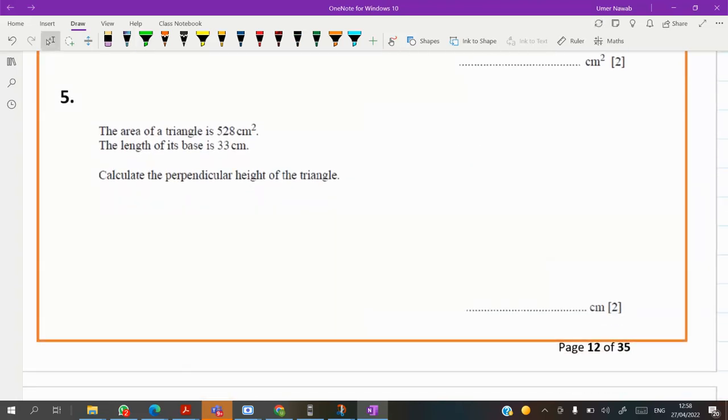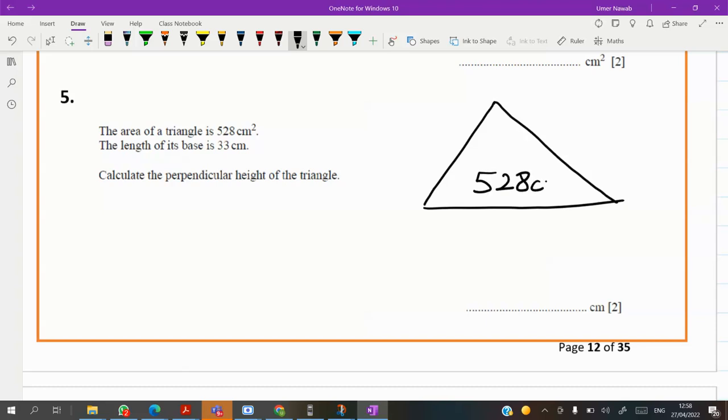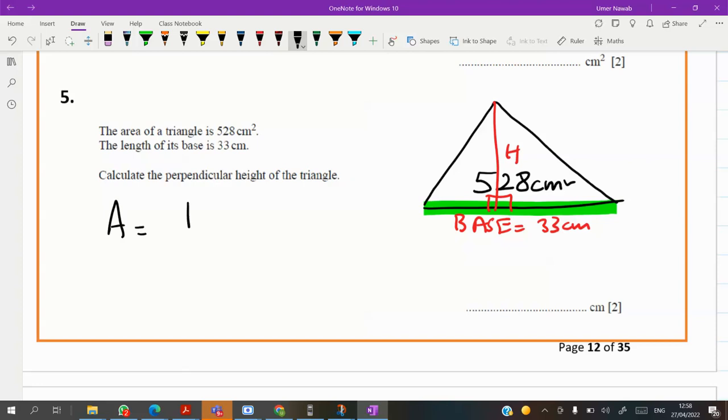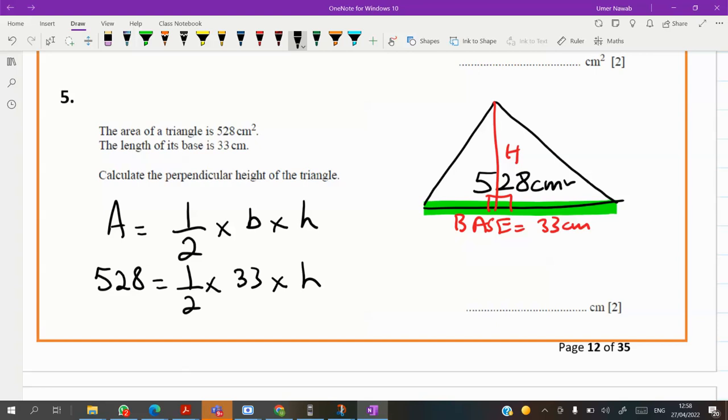Area of a triangle is, I need to draw a triangle. Area of a triangle is 528 centimeters squared. Length of the base, suppose this is the base, this length is 33 centimeters. He said, what is the perpendicular height? So height is to be found. What is the area formula? Half times base times height. Area is 528. Half times base is 33 times h. And send the things to the other side. 528 times 2 divided by 33 is equal to h. Then you write the final answer.